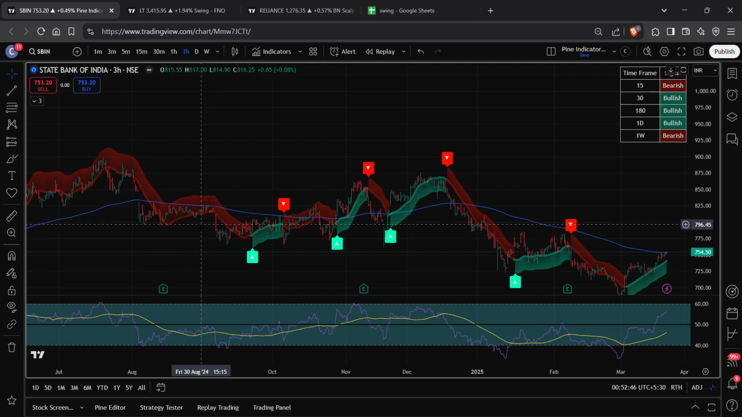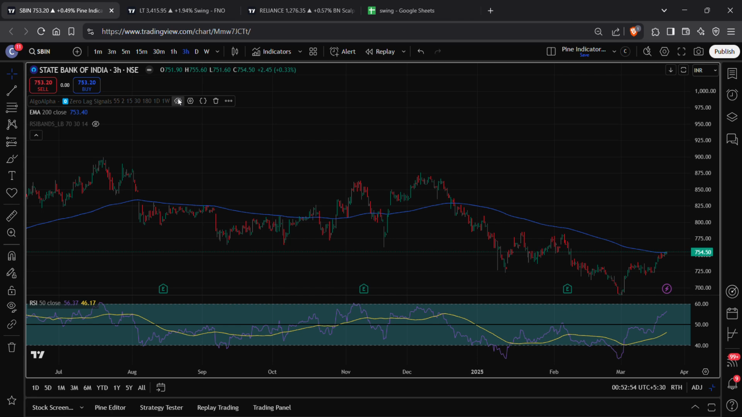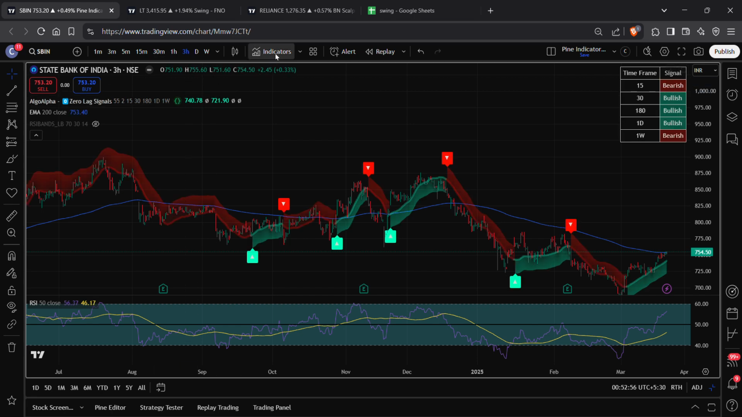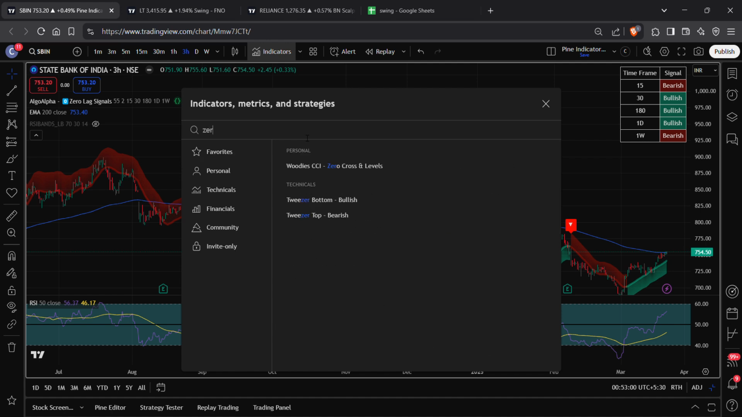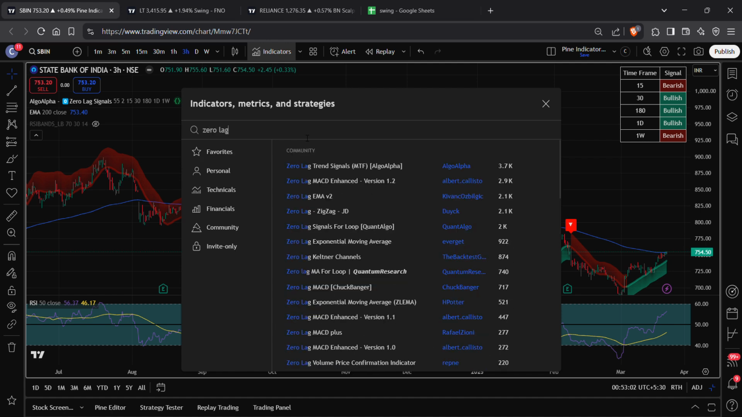So this indicator, what you're seeing, is called Algo Alpha's Zero Lag Signal. This is how you get it as soon as you apply this indicator. You go to the indicator section and you see zero lag, and you can see Algo Alpha's, and this is the one that I'm using.